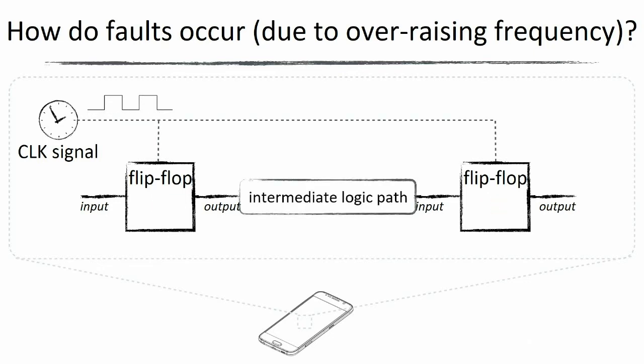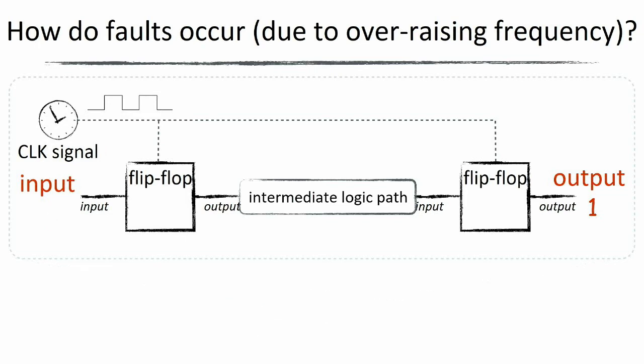And data needs to flow from one flip-flop to another, and usually there's some kind of intermediate path in between. Say we want to transfer a bit 1 from one end of the flip-flop to the next. It takes time to propagate this data bit. But more importantly, it needs to do it within the consecutive pulses of the clock signal. So there is a hard timing deadline in some sense. And say now we want to transfer the bit 0 to the other end.